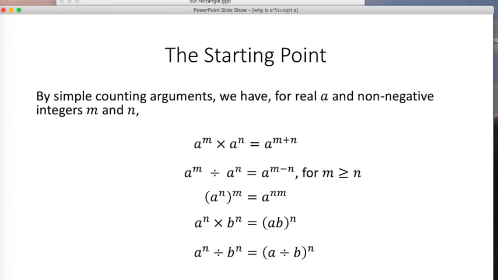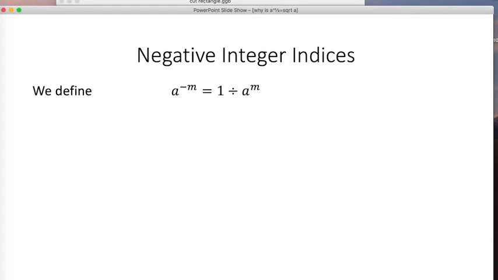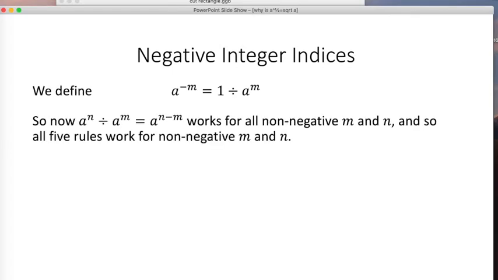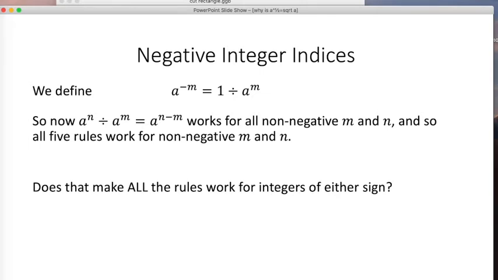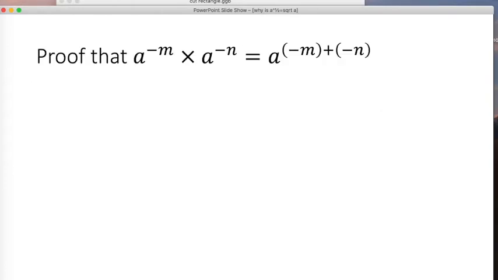Okay, so now we're going to start with the negative integers. We've worked out that we're going to have to define a to the minus m to be 1 over a to the m. And so now we know that this little one here, where that odd exception, works for all negative n and m. And so now all 5 rules work for non-negative n and m. Does that make all the rules work for integers of either sign? Well, that's a big ask, and we don't know that until we work it out. So let's work it out.